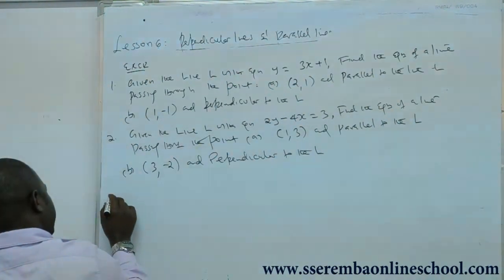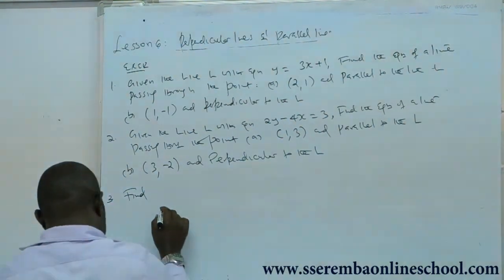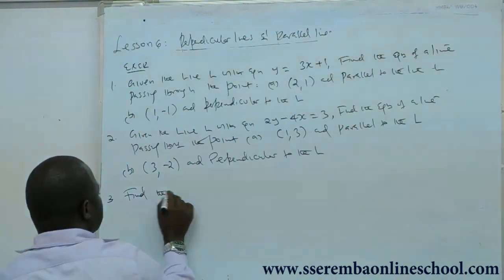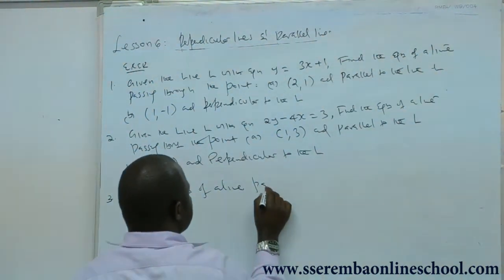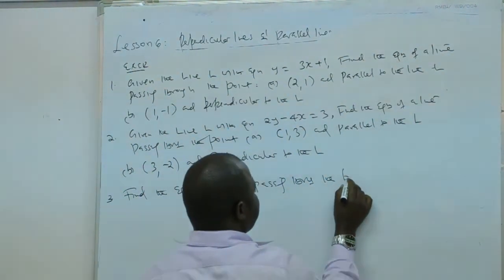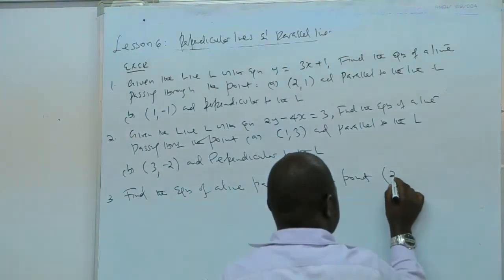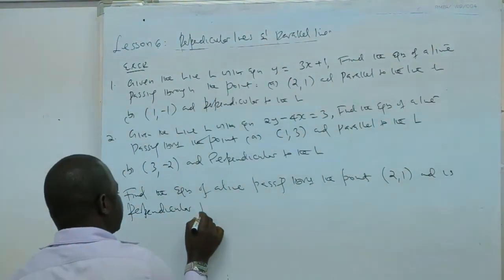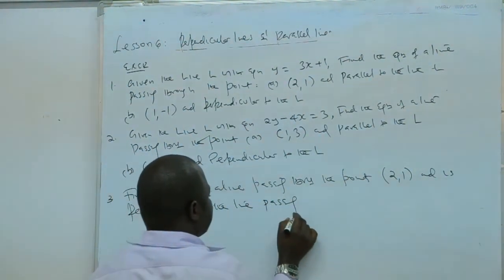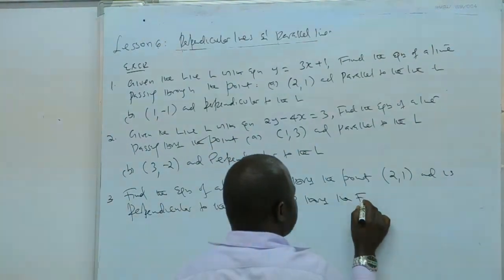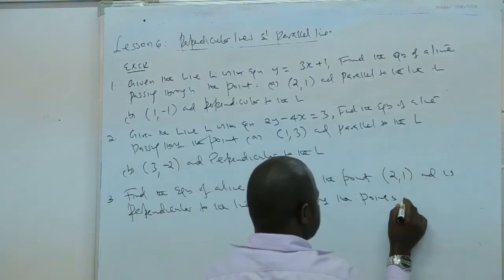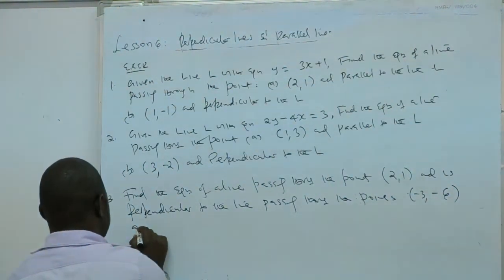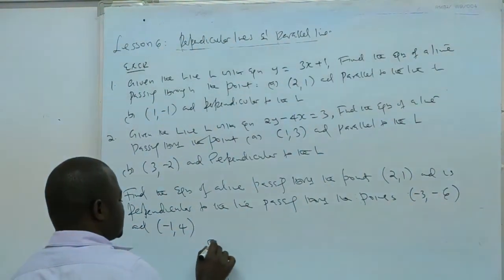Find the equation of a line passing through the point (2, 1) and perpendicular to the line passing through the points (-3, -6) and (-1, 4). Now what do you do here?